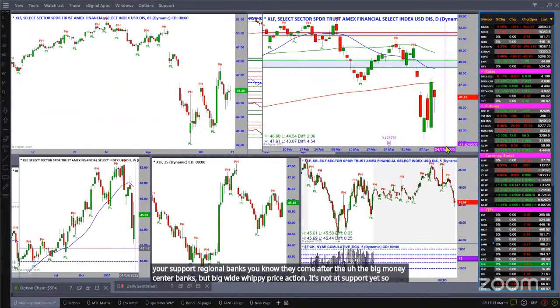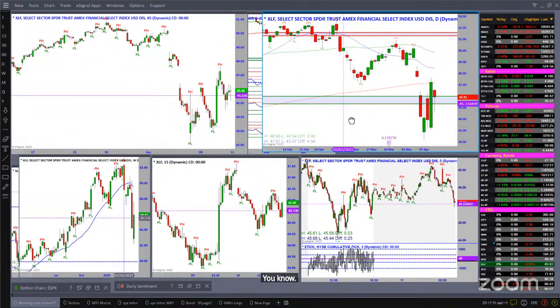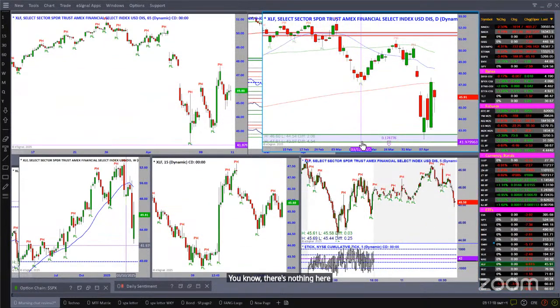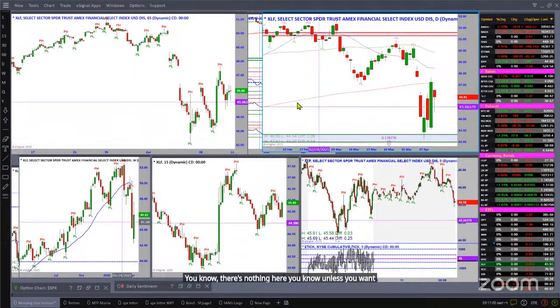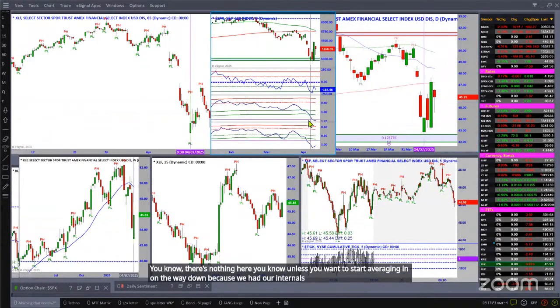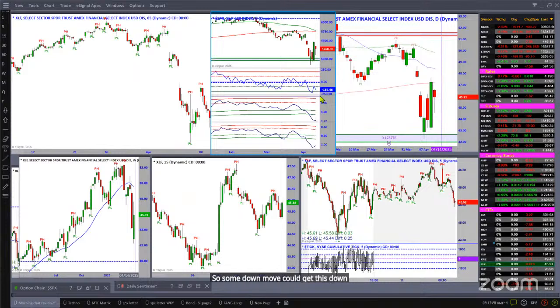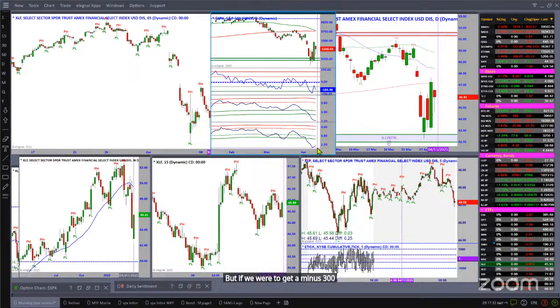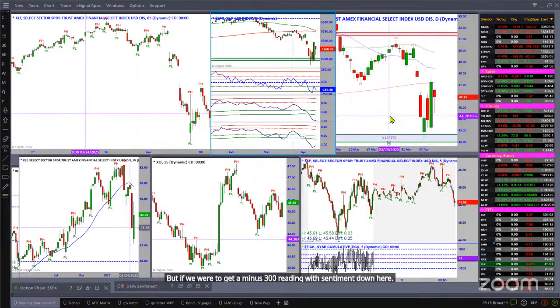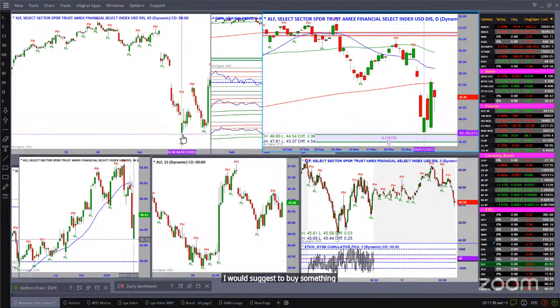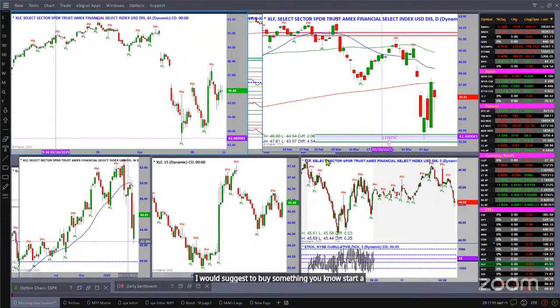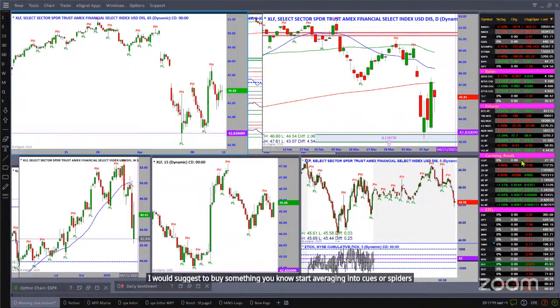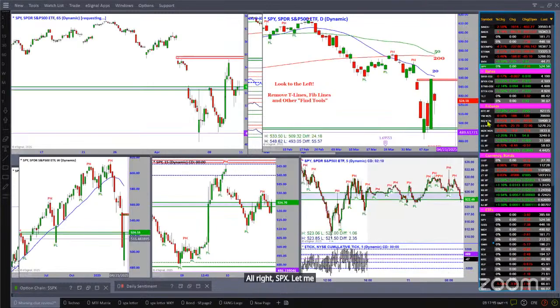So there's nothing here to say, unless you want to start averaging in on the way down, because we had our internals signaled the other day. So some down move could get this down to minus 300. I don't know if that'll happen, but if we were to get a minus 300 reading with sentiment down here, I would suggest you buy something, start averaging into Qs or Spiders, whatever. All right, SPX. We do that. Hand it over to Dan.